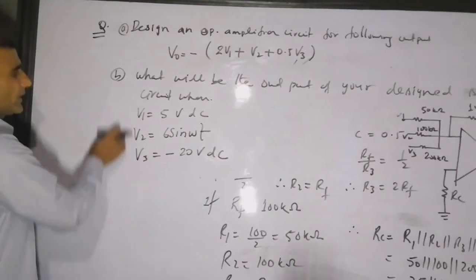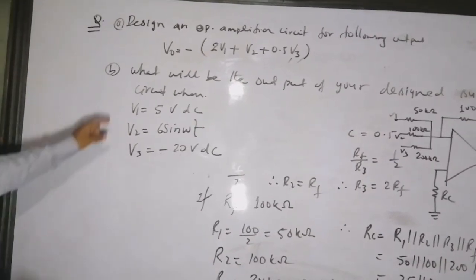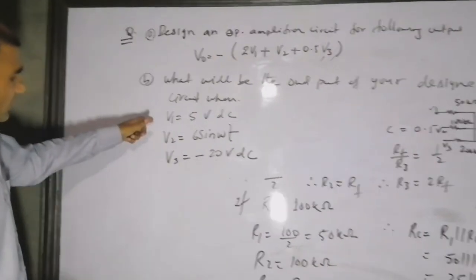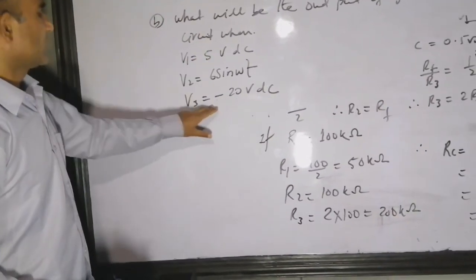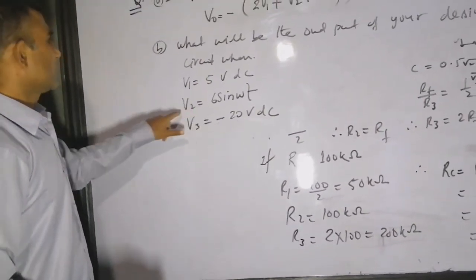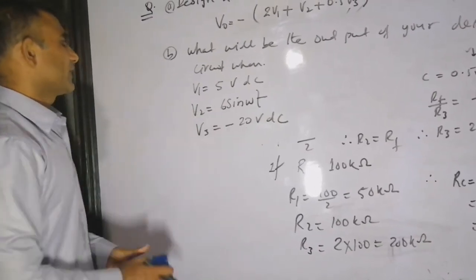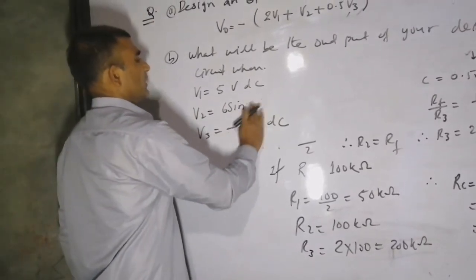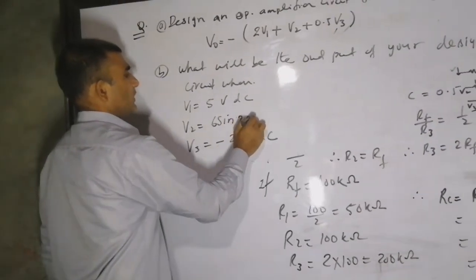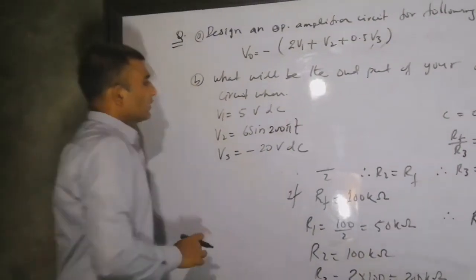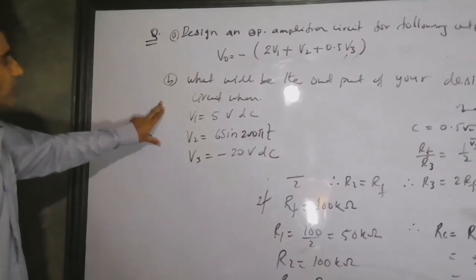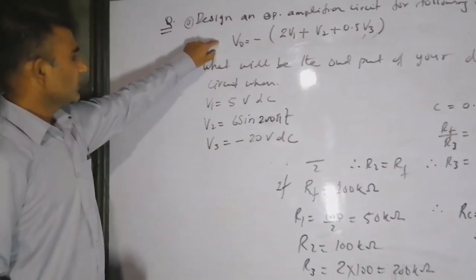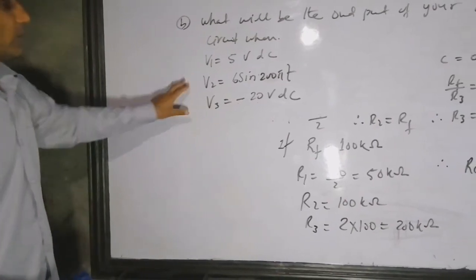So this situation may be different; different questions will be of different types. I took the easiest combination. V1 is DC and V3 is also DC, and the one AC source V2 is 6 sin omega t. This omega t may be given like 200 pi t. So this situation is given, and now the question asks what will be our output if I apply this input.